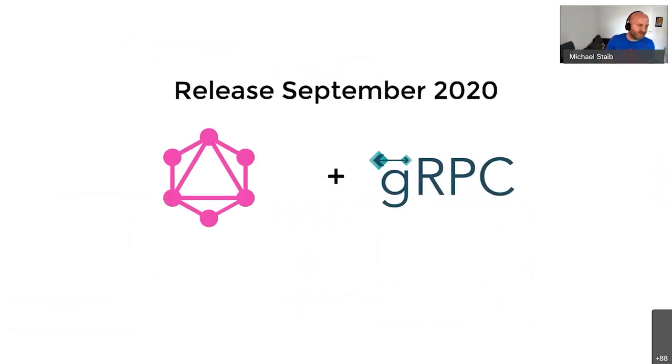We are not stopping there, because I said GraphQL is really transport agnostic. So we are also working on the server and client side to provide it over gRPC, so you can have much smaller payloads than with JSON payloads.